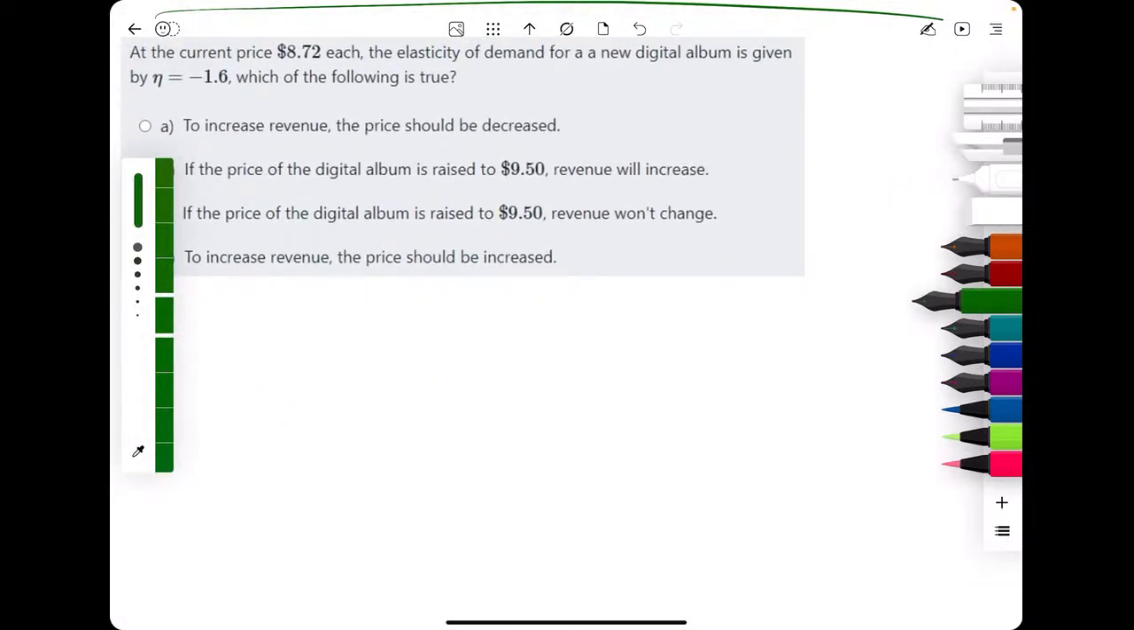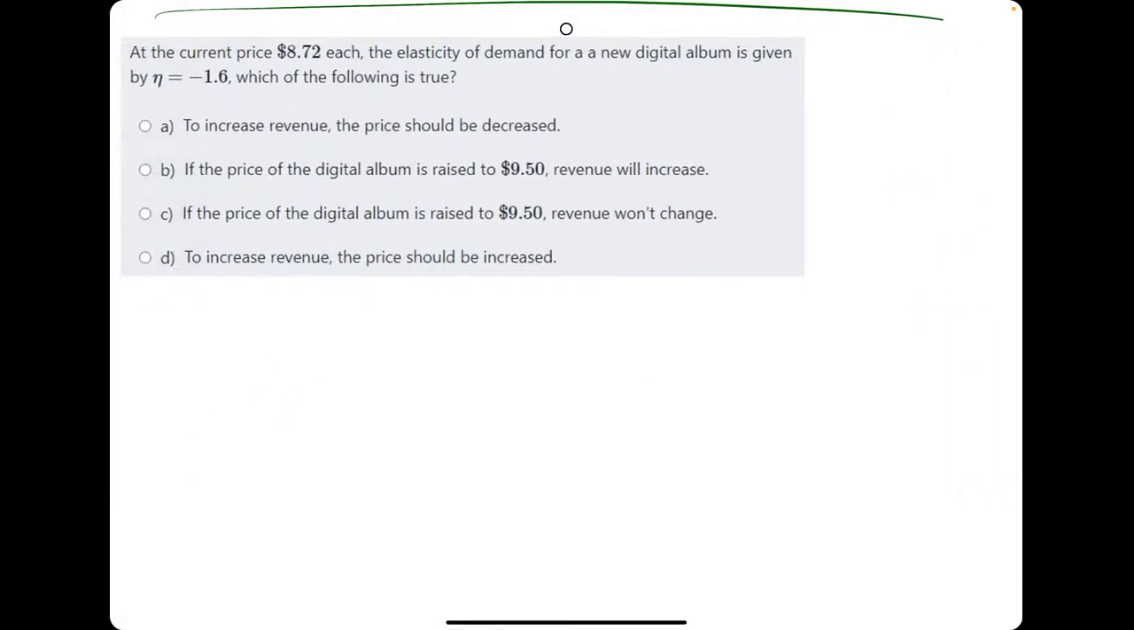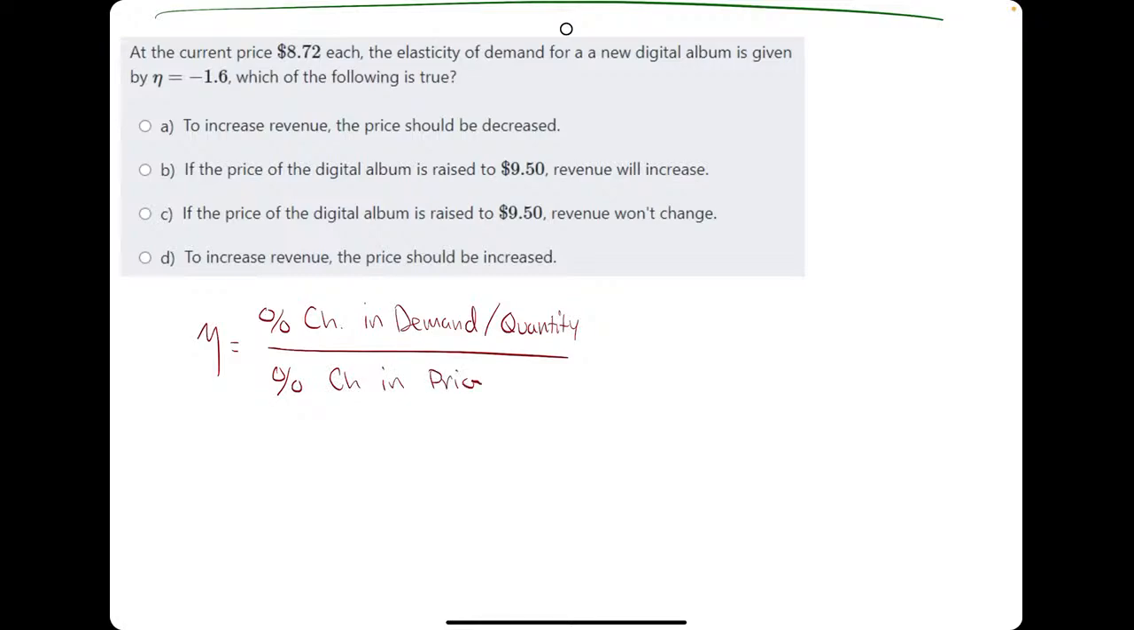Thank you, Rutger, for this problem. Let's jump into it. This is from one of the first few quizzes, and it uses the elasticity formula. Elasticity is N equals percent change in demand. Other times you might use percent change in quantity, all divided by the percent change in price. So let's see what they tell us.